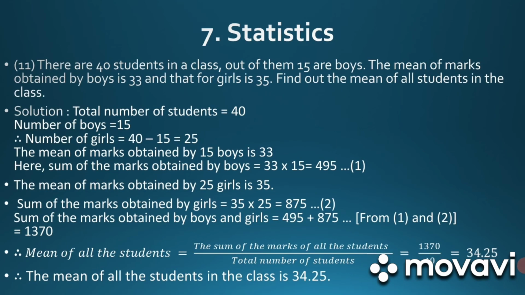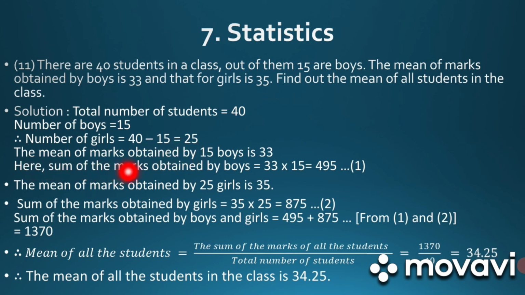Question 11. There are 40 students in a class. Out of them, 15 are boys. The mean of marks obtained by boys is 33 and that for girls is 35. Find out the mean of all students in the class. Solution. The total number of students is equal to 40. Number of boys is equal to 15. Therefore, the number of girls is equal to 40 minus 15, which is equal to 25.